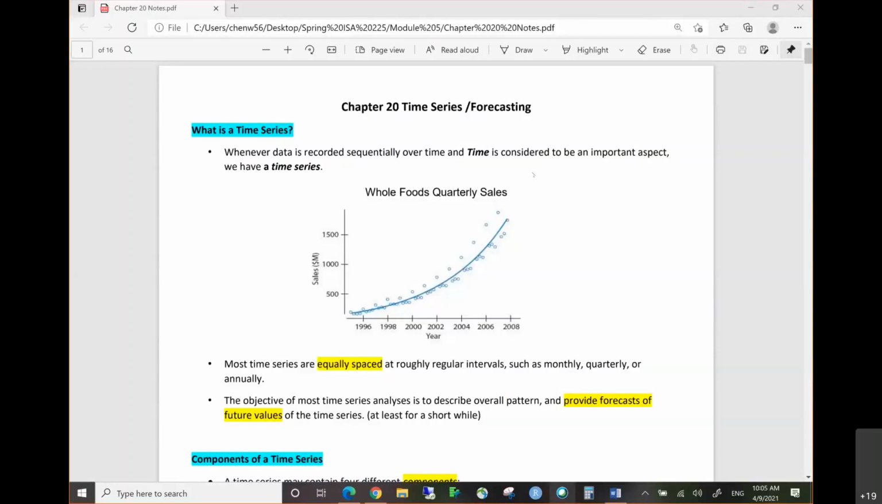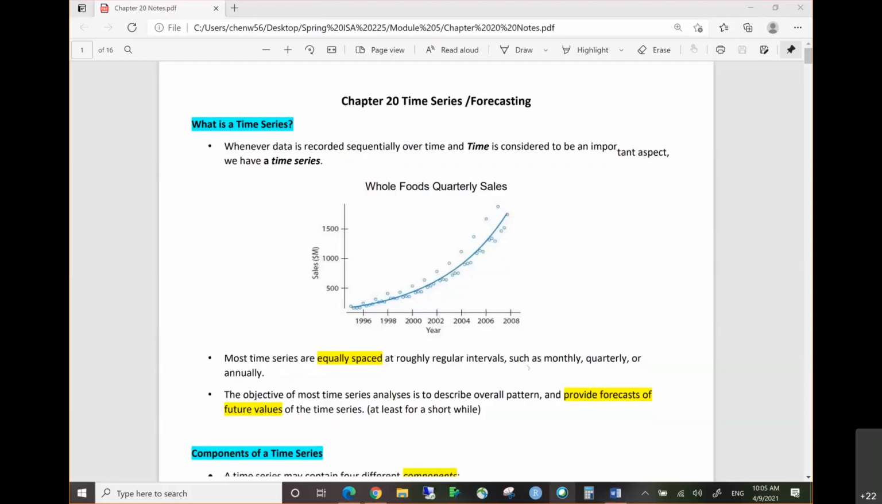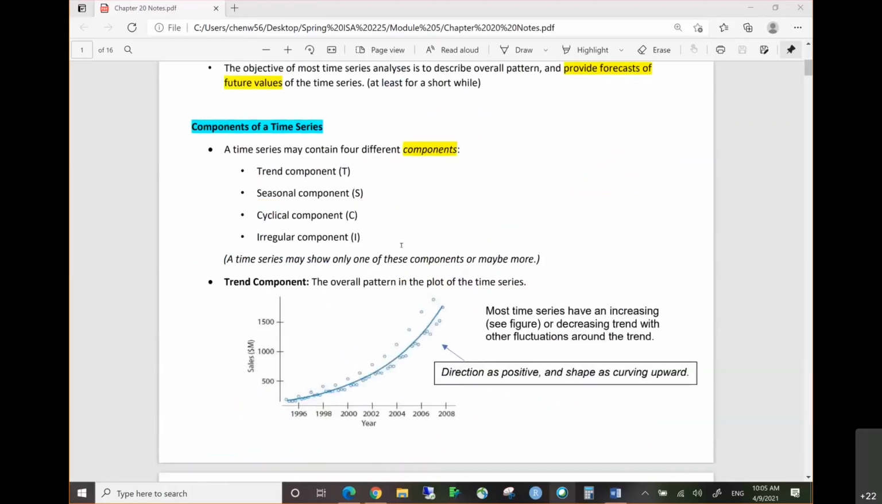Last class we talked about what a time series is. We say any data collected over time is a time series. It can be collected yearly, monthly, daily, weekly, quarterly, every 2 minutes, every 10 minutes, every 15 seconds, something like that, all considered a time series. Once we have a time series, we want to describe it with these four components.